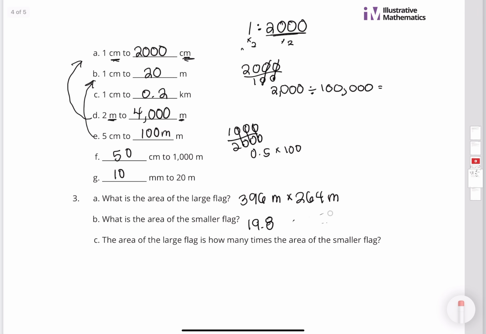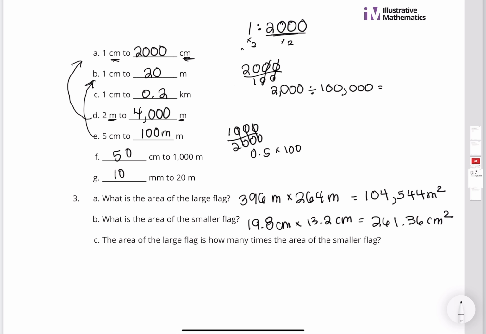And I pulled this information from the table up front that we did before. Times 13.2 centimeters. And remember, keep in mind, you can use the calculator, and the area you should get is 104,544 meters square. And this one is going to equal 261.36 centimeters square. Okay.